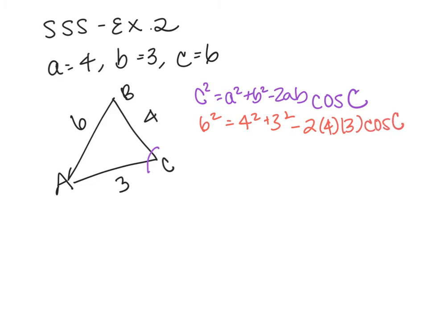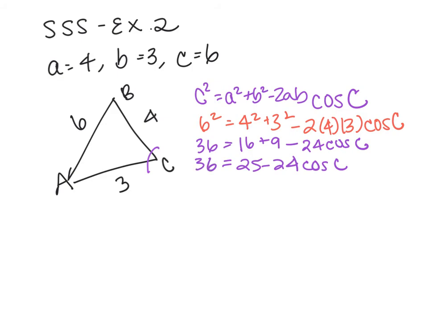So now, the only thing that makes this one any more difficult than the last one is we actually have to do a bit of solving. It's not just plug the whole thing in. So we'll do one step at a time. 4 squared, 16 plus 9 minus 2 times 4 is 8 times 3 is 24, cosine of C. So equals 36. We can still simplify on the right side. 16 plus 9 is 25.